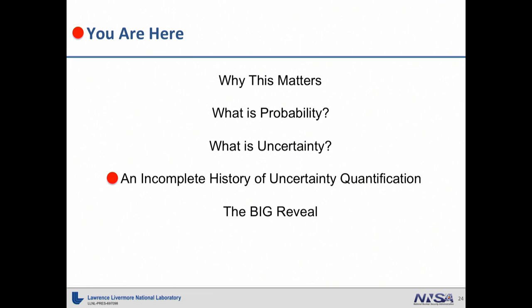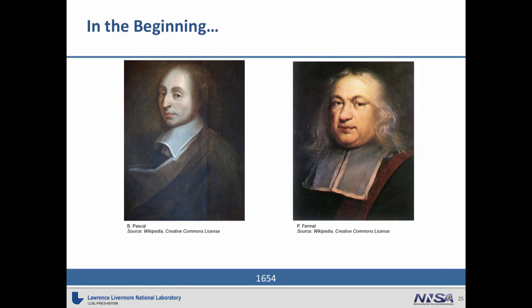And to give you an idea of how we found ourselves in this point, now I'm going to give you a brief history of uncertainty quantification. How did we end up with different styles of probability describing different things? Going back to the beginning, what we consider to be the origin of mathematical probability today is a series of letters that were exchanged between Blaise Pascal and Pierre de Fermat in 1654.